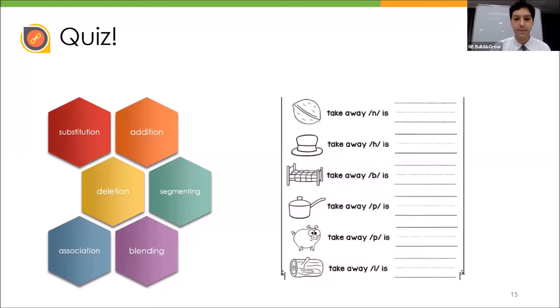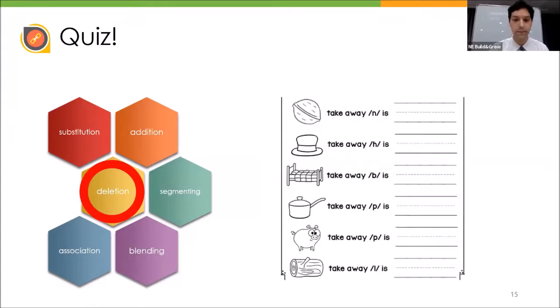So the next one, this one is pretty straightforward, I think. Let's see, what do you guys think? What's the answer here? Yes, that's very good. The answer is deletion. What we're doing is we're taking away letters, and then we're going to see what they sound like when we take the letter away. So in the first example, we have the word nut. We're going to take away the N, and that's going to say ut, right?